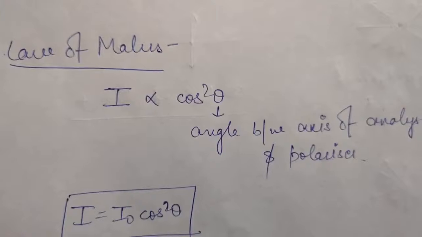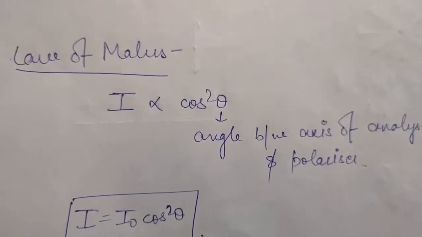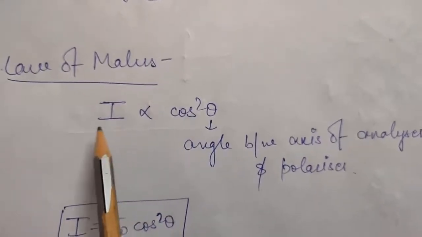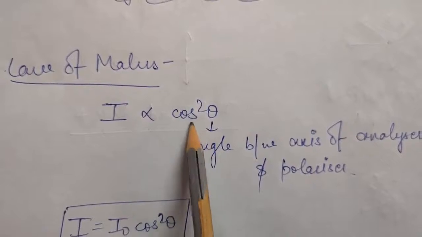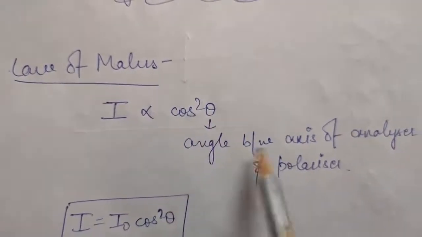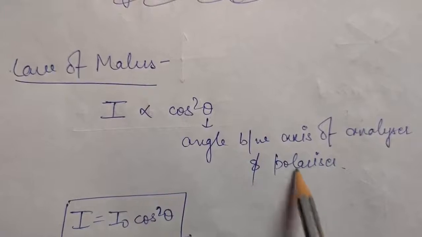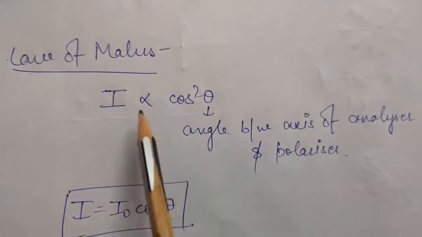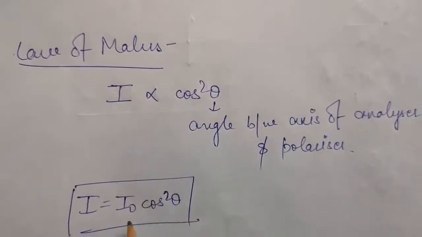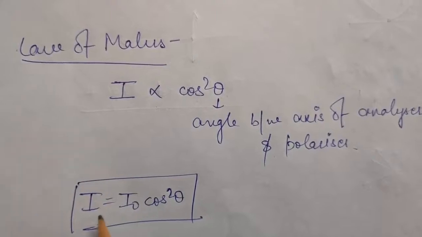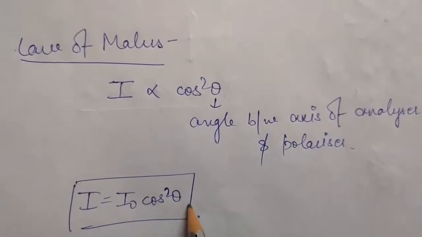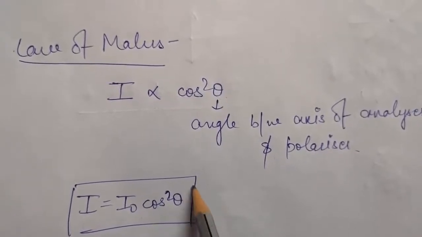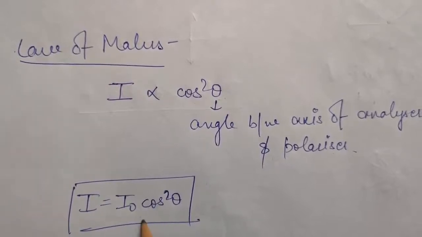Next is the law of Malus. According to the law of Malus, it was seen that the intensity of light after passing through an analyzer, that is I, is directly proportional to cos square theta, where theta is the angle between the axis of the analyzer and the polarizer. To remove this proportionality constant, we use I0, that is your initial intensity. So I is equal to I0 cos square theta is nothing but the law of Malus, and you have to remember this equation: I equals I naught cos square theta.